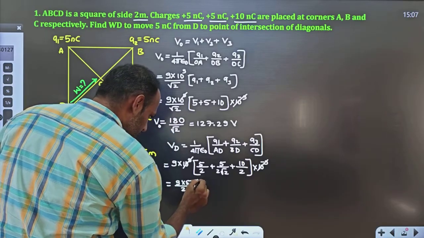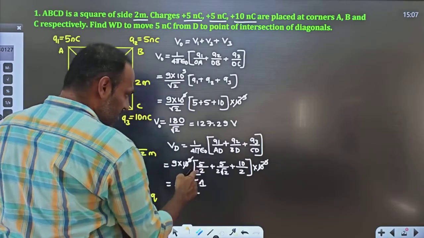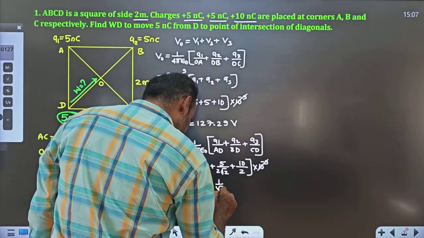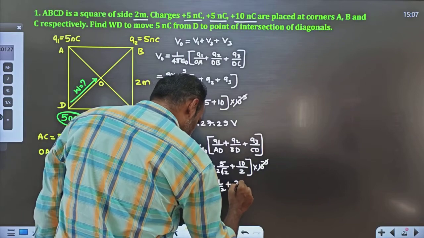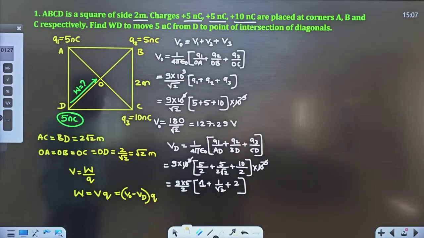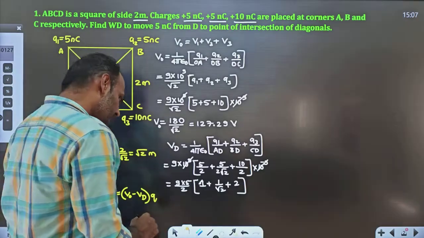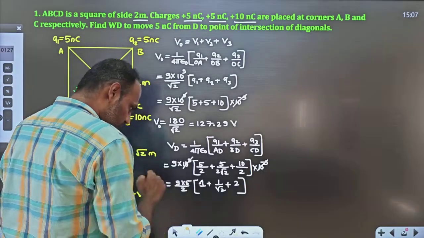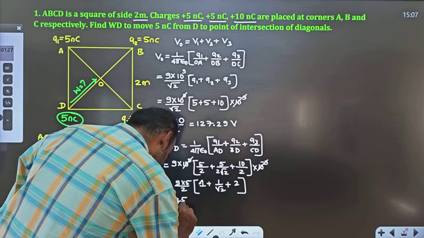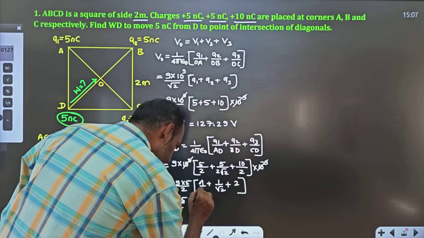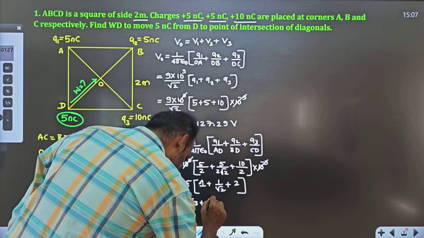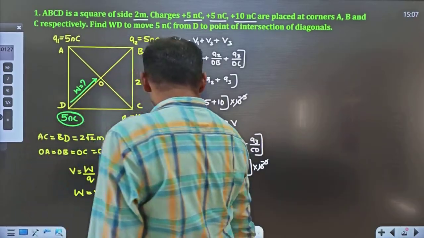See, 5 came common from the numerator, and 2 came common from the denominator. Here this will be 1 divided by root 2. This will be 2 divided by 1, 5 2s are 10. Correct? Okay. So I can write this as 9 into 5 is 45, 45 divided by 2. In the bracket I can write it as 1 plus 2, 3, plus 1 divided by root 2.